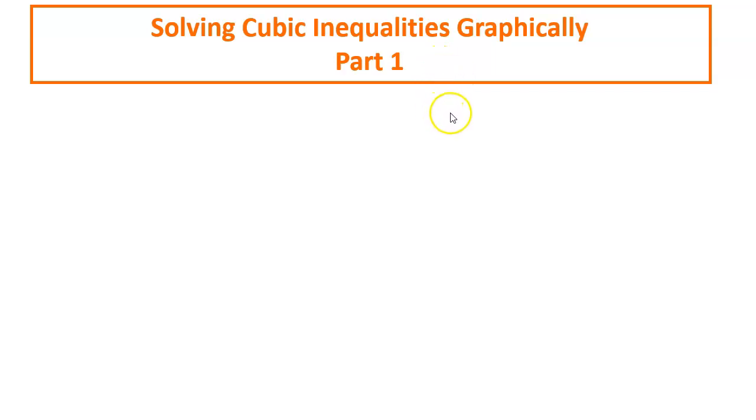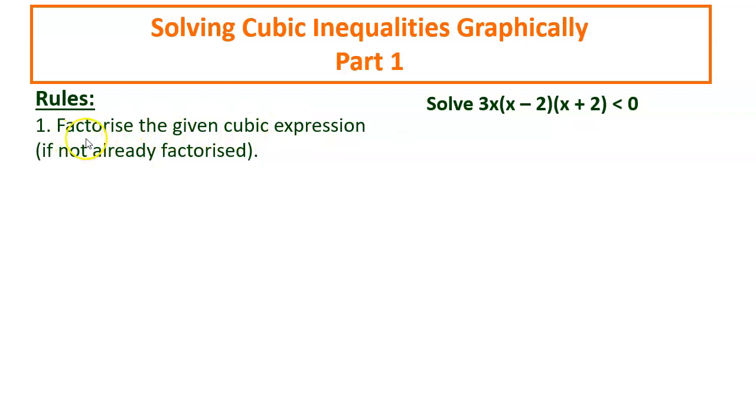Let us first of all look at the given cubic expression that needs to be solved. Solve 3x times (x minus 2) times (x plus 2) less than 0. Now coming to the rules part. Rule number 1 says factorize the given cubic expression if not already factorized.